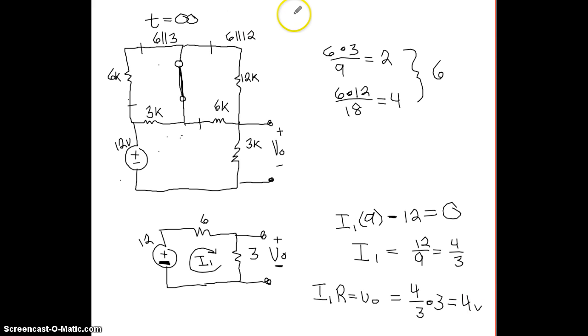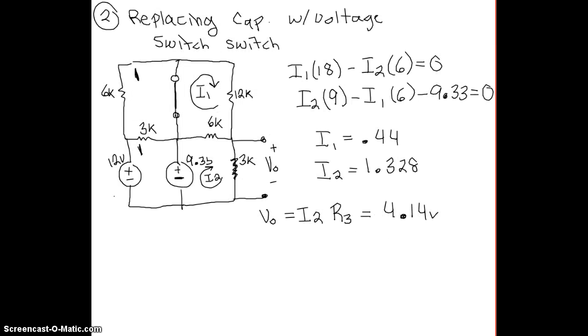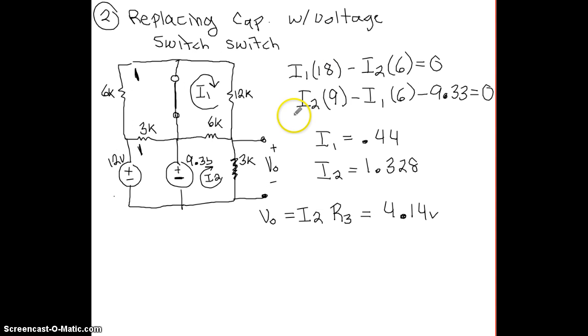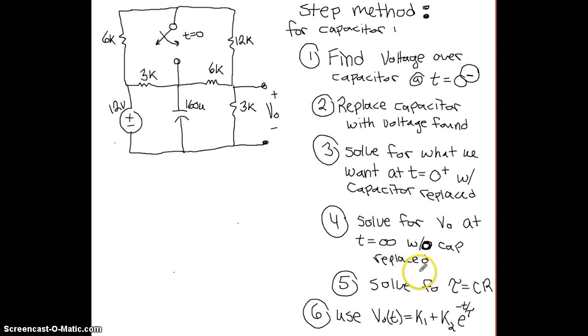So now we have VO at time equal to infinity, and we found VO at time equal to 0 plus on this one. So now what we need to do is go back to our steps. So we need to solve for tau now, where tau is equal to the capacitor times the resistance.